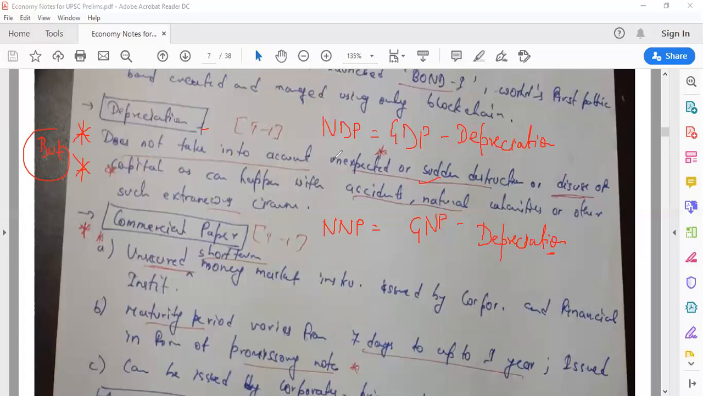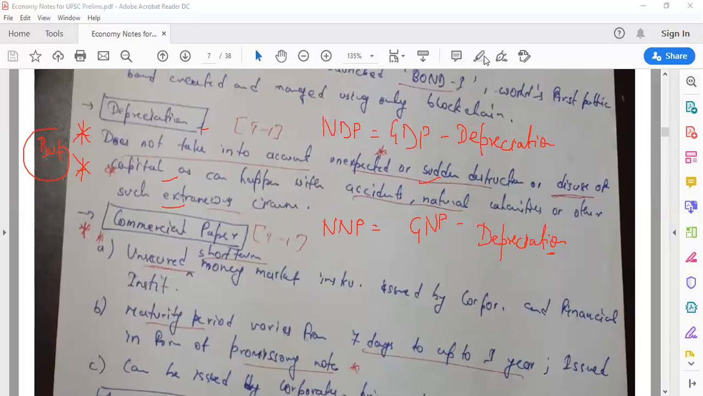So the question is, they can give you statements 1, 2, and 3, and they can write that depreciation takes into account unexpected or sudden destruction. No, it does not. This you have to understand. Very few people know it. It does not take into account unexpected or sudden destruction or disuse of capital, as can happen with accidents, natural calamities, and other such extraneous circumstances.